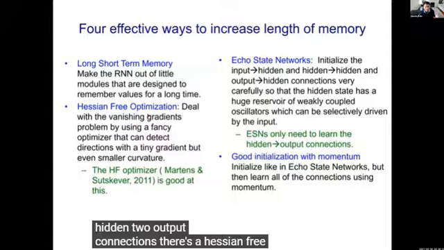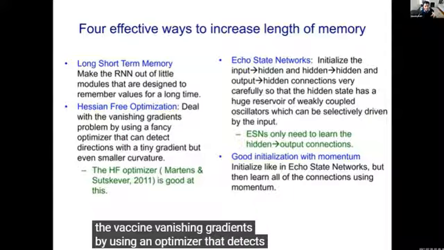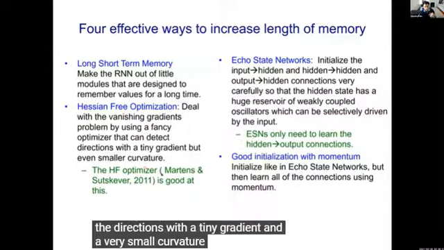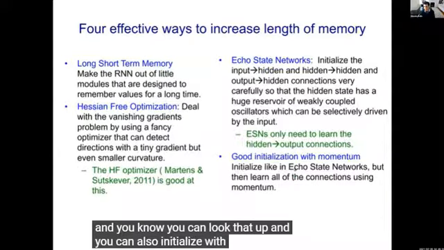There's a Hessian-free optimization that basically deals with the vanishing gradients by using an optimizer that detects the directions with a tiny gradient and a very small curvature. And you can look that up. And you can also initialize with momentum.